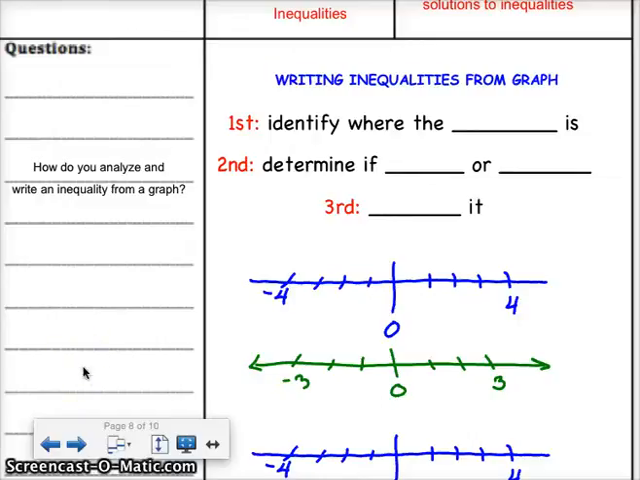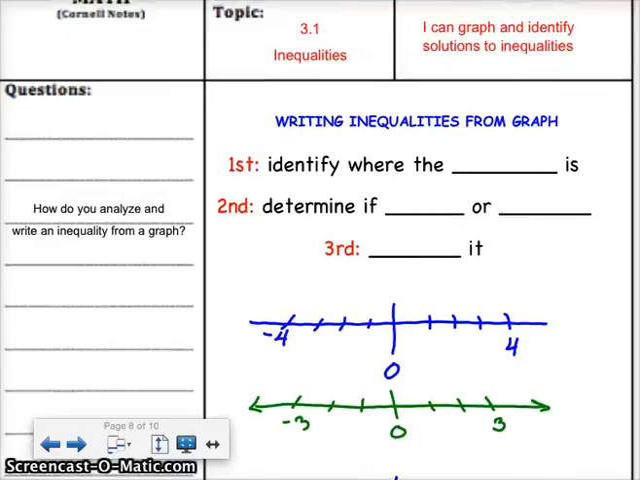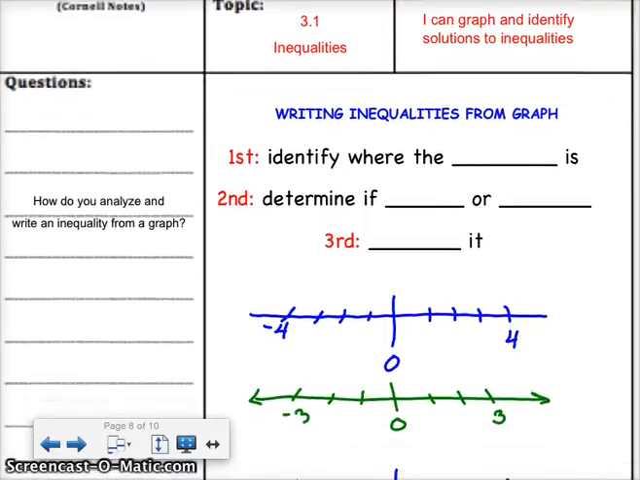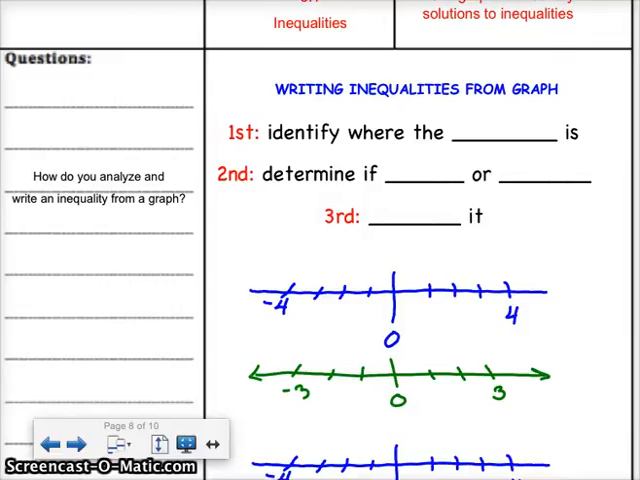Okay, the next part of our inequality lesson, the first one, is you can write an inequality given a graph. So what you want to do is identify where your circle is. And then you determine if it's colored or not colored. And then you write it. Variable on left.